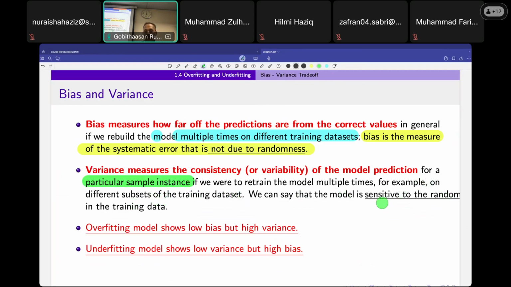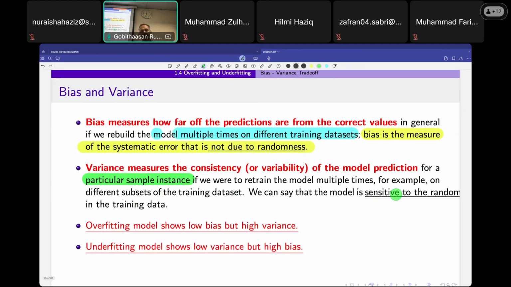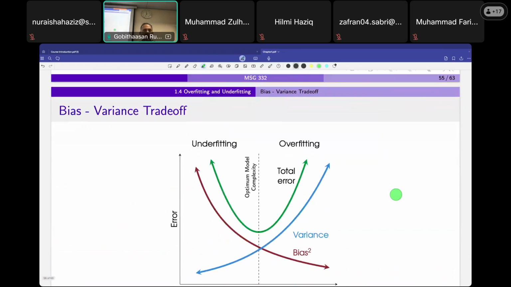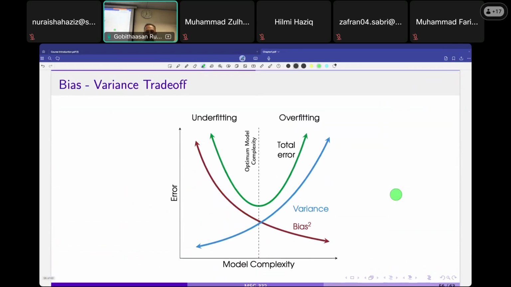So we can say that the model is sensitive to randomness. The way you choose your sample, your variance will be different, right? If your variance is different, then it is sensitive to randomness. If, for example, all the samples have the same mean value, then we know it is not. Okay, so this bias and variance are very much related to your overfitting and underfitting. The sweet spot that you want to hit is here.